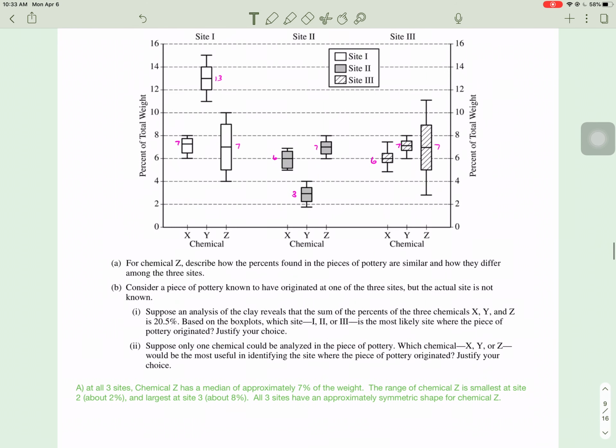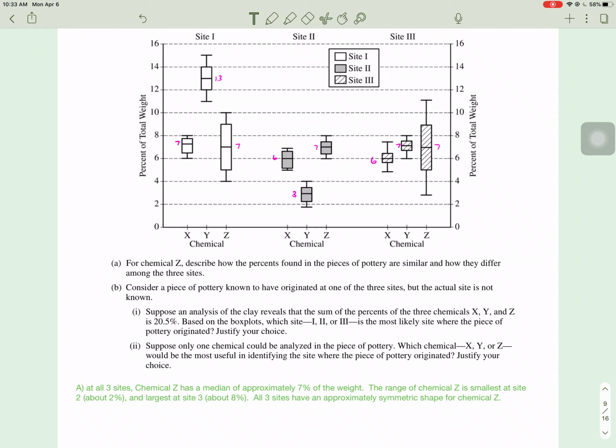Now, part B. They ask us 2 separate questions. Part B says, consider a piece of pottery known to have originated at one of the 3 sites, but the actual site is not known. So they just say, here's a piece of pottery, this is the information we have, what site is it from? So question 1 says, suppose an analysis of the clay reveals that the sum of the percents of the 3 chemicals, X, Y, and Z, is 20.5%. Based on the box plots, which site, 1, 2, or 3, is the most likely site where the piece of pottery originated, and justify your choice.